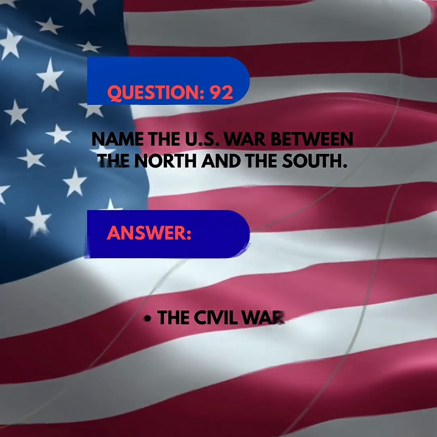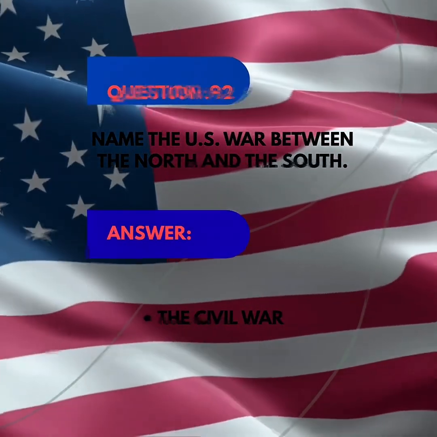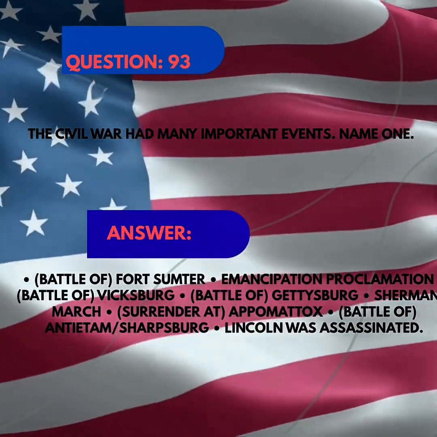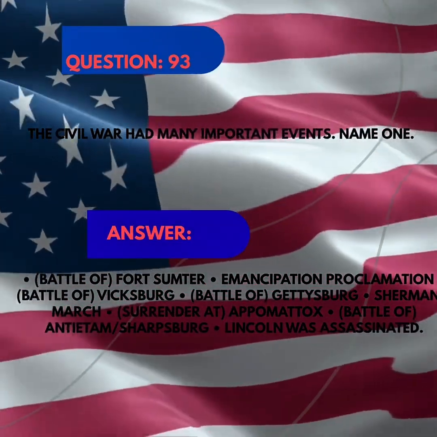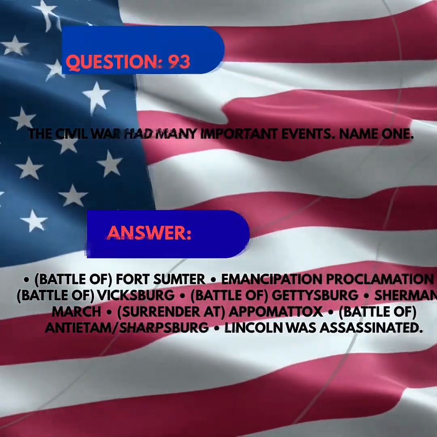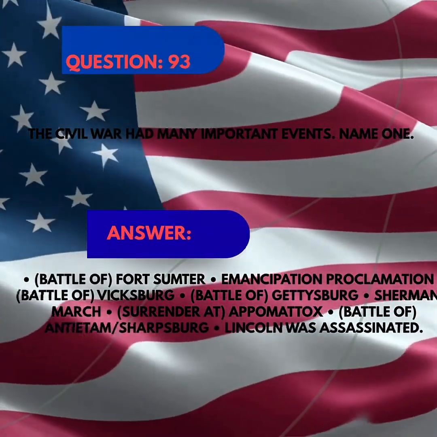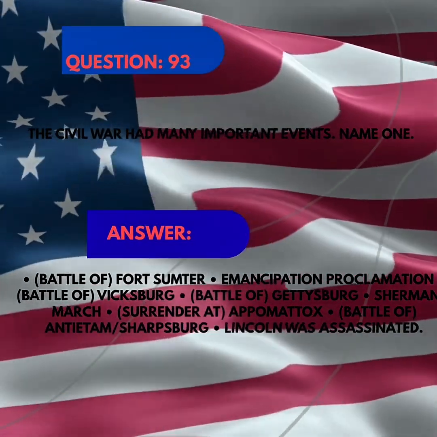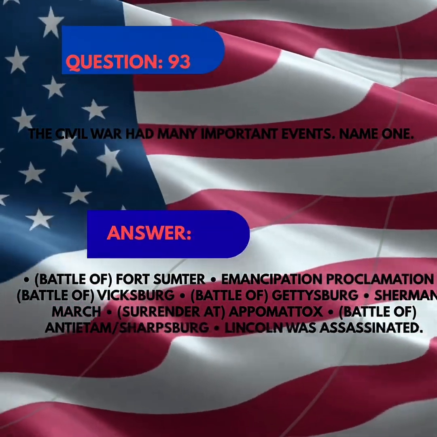Question 92. Name the U.S. war between the North and the South. Answer: the Civil War. Question 93. The Civil War had many important events. Name one. Answer: the Battle of Fort Sumter, the Emancipation Proclamation, the Battle of Gettysburg, and the surrender at Appomattox.